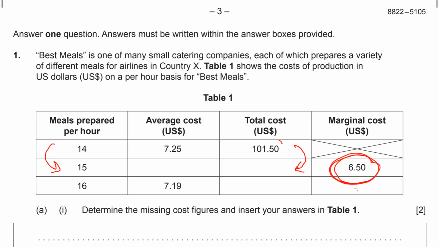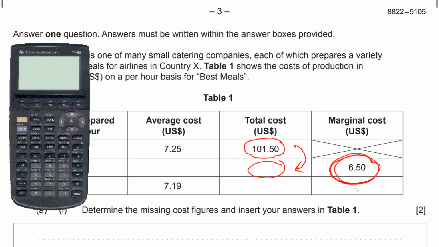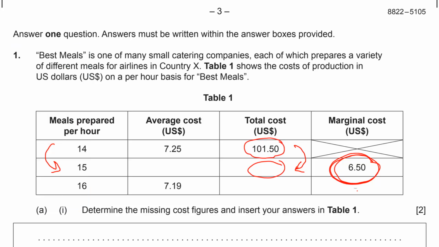Now, the total cost of doing 14 meals is $101.50. So if I do 14 meals, it's going to cost me $101.50. And if I do 15 meals, we don't know what it is, but we know it's going to be $101.50 plus an additional marginal cost of $6.50. So to figure out the total cost at 15 meals, we simply go $101.50 plus $6.50. Well, that's going to give us a total cost of $108. So that's how we can work out the total cost at 15 meals, and that's going to be $108.